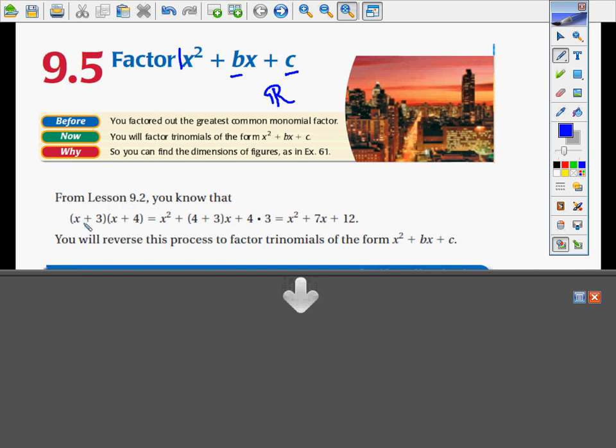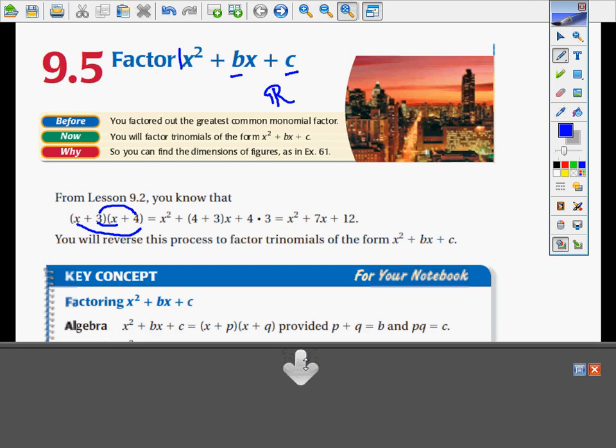In 9.2, if we had, for example, the binomials x plus 3 times x plus 4, we could FOIL. X times x is x squared. X times 4 is 4x. X times 3 is 3x. So essentially, if both of these linear factors have a coefficient of 1, I could have just said 3 plus 4 and then times the x, and then 3 times 4 for the last term is 12. So x squared plus 7x plus 12. So what we're going to do now is reverse the process to actually factor.